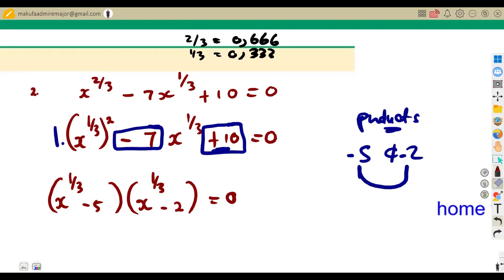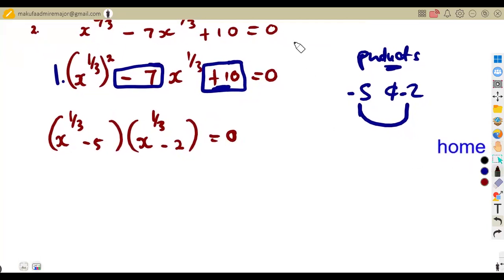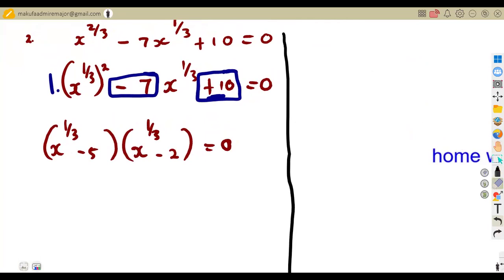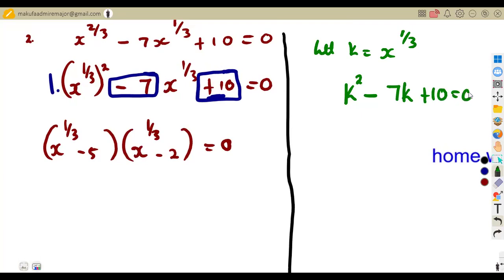So if you were to use the K method, it was simply one and the same thing. Instead, you introduce K, let K be equal to x to the exponent of a third. So x to the exponent of a third is represented by K, but it is raised to the exponent of 2, so it's going to be K squared. So this will be K squared minus 7K plus 10 is equal to 0. As we can see, it is simply one and the same thing.